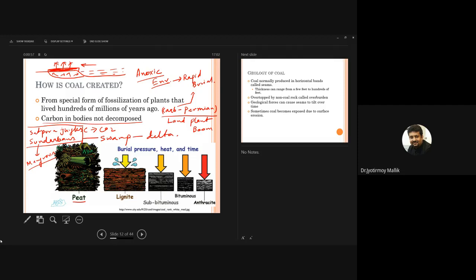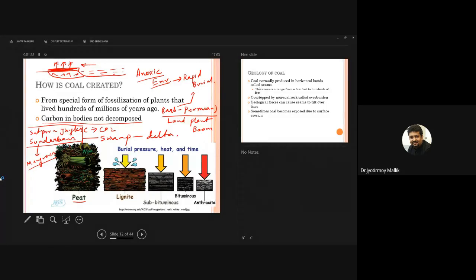shell can very quickly deposit on it and then create an anoxic environment, isolating that pile of wood from the outside environment. And for that, you need a quick deposition of shell, and that is only possible when the sea actually inundates into the land. And that we can observe in an area like Sundarban, like a swampy area, like a deltaic setting. So the deltaic depositional environment, hence, is ideal for coal formation.